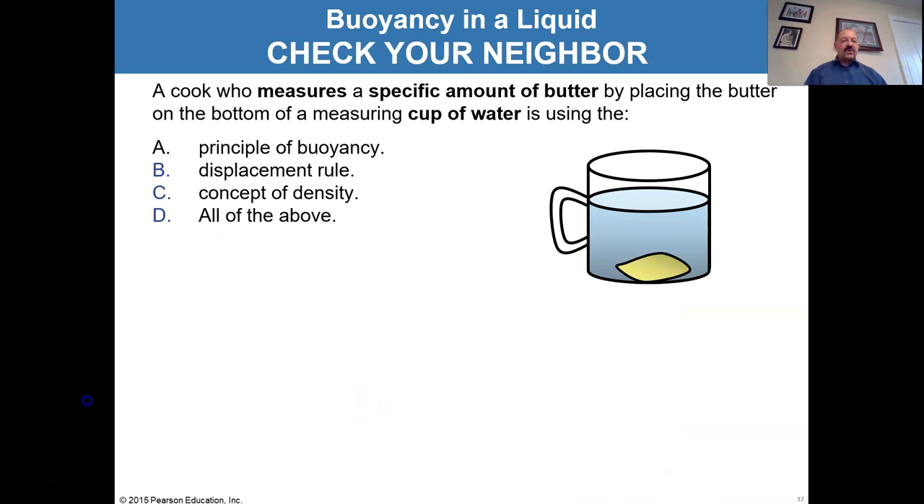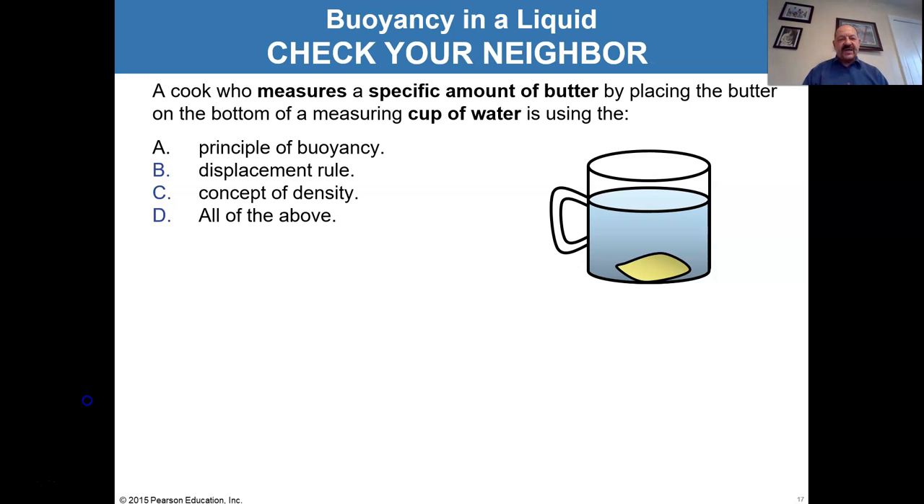All right, so a cook measures a specific amount of butter by placing the butter on the bottom of a measuring cup of water. So they're putting butter on the bottom of the cup. They're putting water in, they've got a cup that already has water. They're putting the butter in, and they're watching the rise in the volume of the water. Is this the principle of buoyancy, the displacement rule, the concept of density, or all of the above?